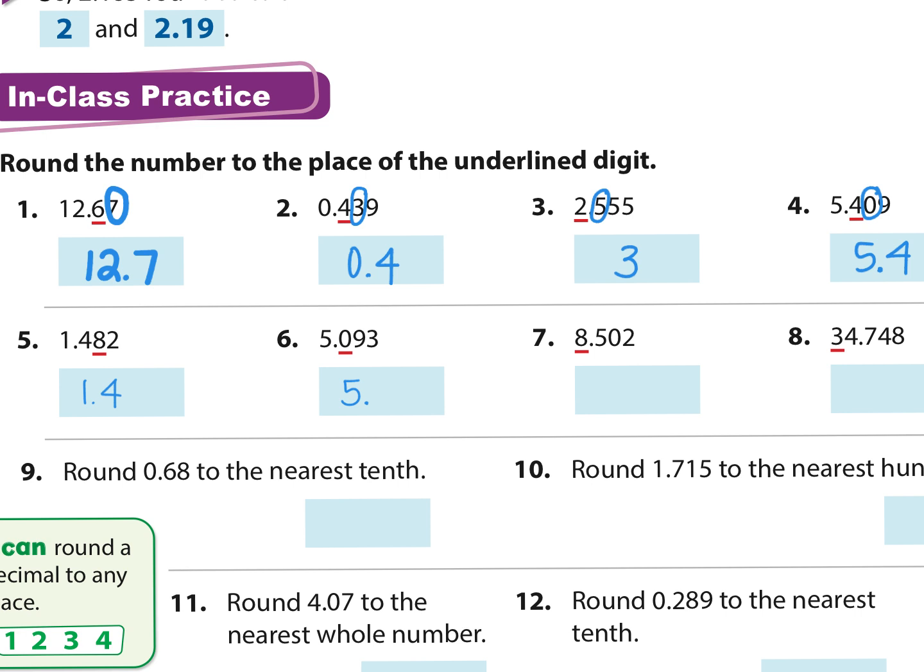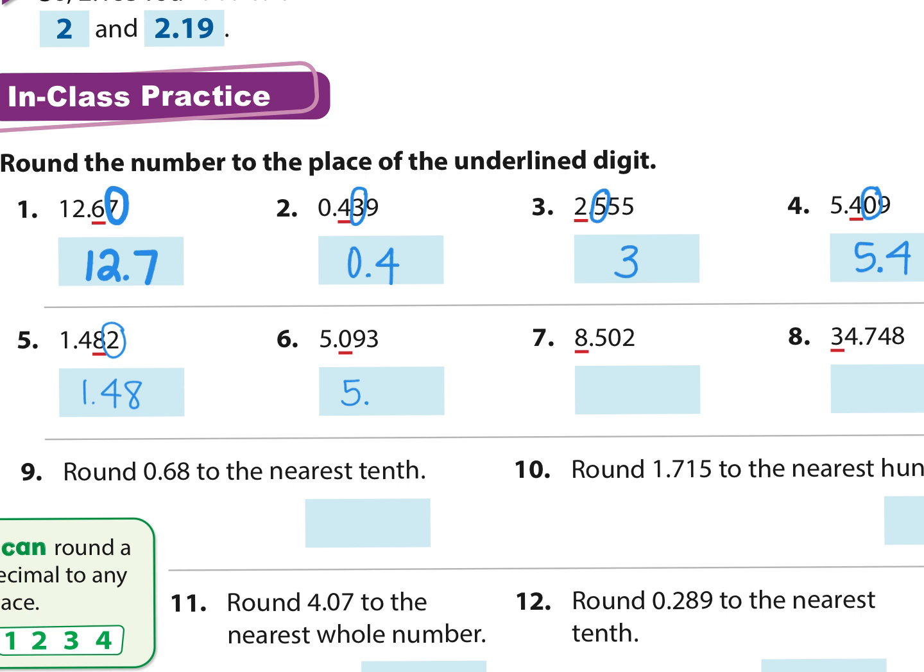On number 5, I've underlined 8, so my judge is what? 2. Because 2 is less than 5, what will happen to the 8? It'll stay the same. It just stays the same, so that's my answer. Everything after the underlined digit falls off. It disappears.